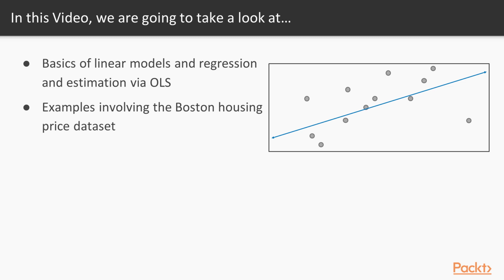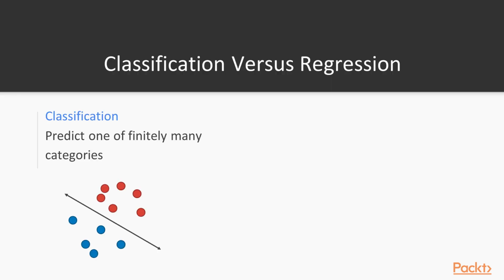In this video, we look at the basics of regression, linear models in particular. That is, we will see the objectives of regression, what a linear model is, and how to evaluate the quality of a fit. We see estimation via ordinary least squares, commonly known as OLS. We see these methods in action trying to predict the price of homes in Boston.